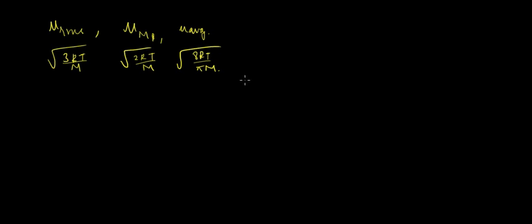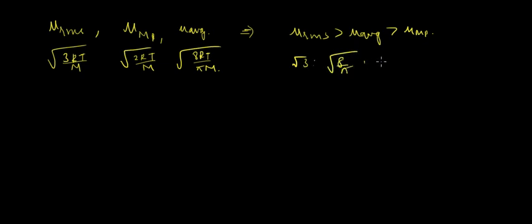So what is the order of the descending order of their values? It would be first URMS, then U average, then U most probable. Obviously, because 8 upon 3.14 is greater than 2, so UMP would be lesser than U average. So the ratio is root 3 is to root 8 upon pi is to root 2.